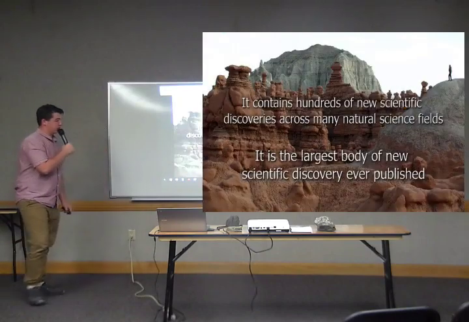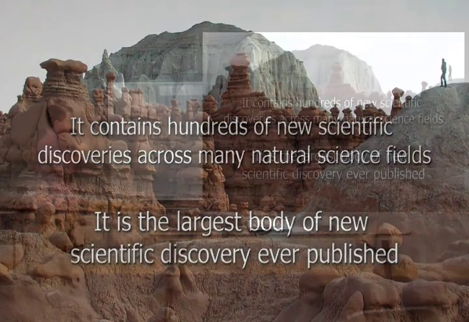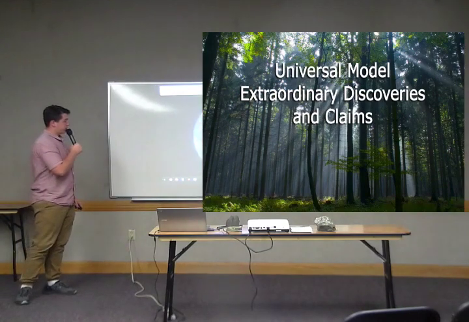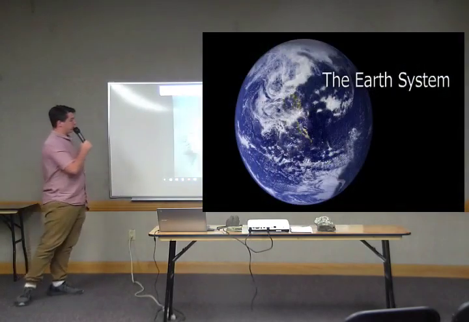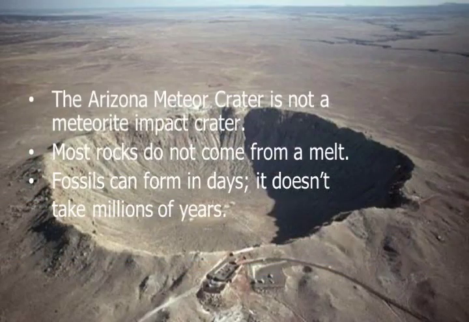The book contains hundreds of new scientific discoveries across many natural science fields, and it is the largest body of new scientific discovery ever published. This is some of the universal extraordinary discoveries and claims in the Earth system, which is the book that's out right now in print. My dad's holding it up right there. The Arizona meteor crater is not a meteorite impact crater. Most rocks do not come from melt. Fossils can form in days. It doesn't take millions of years like most scientists teach you.